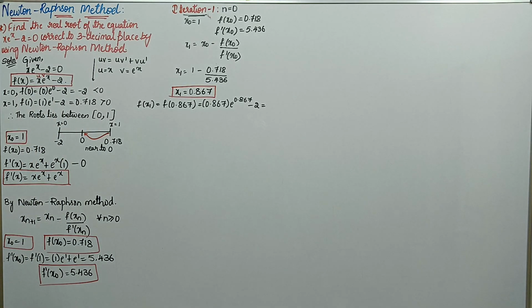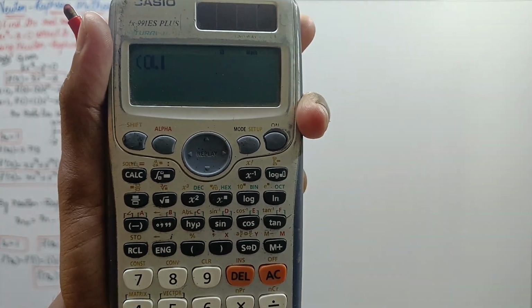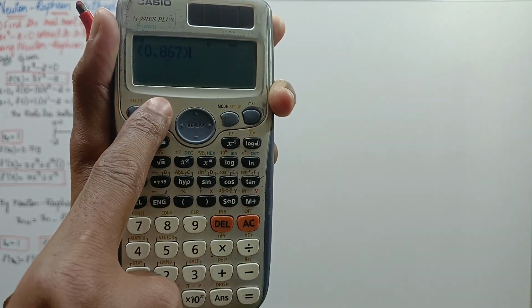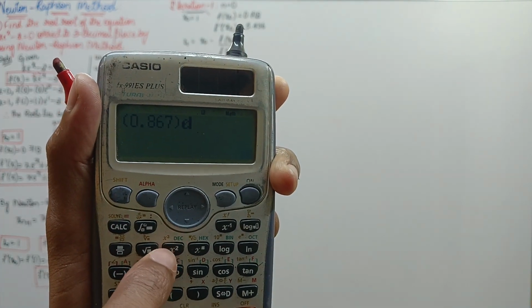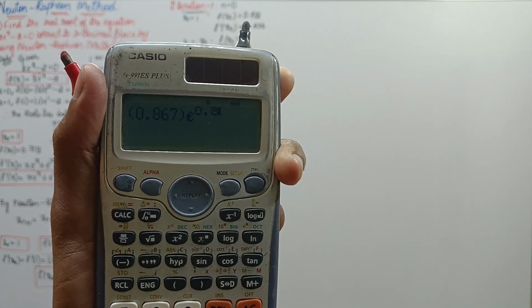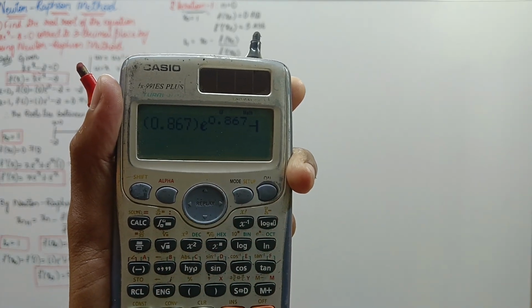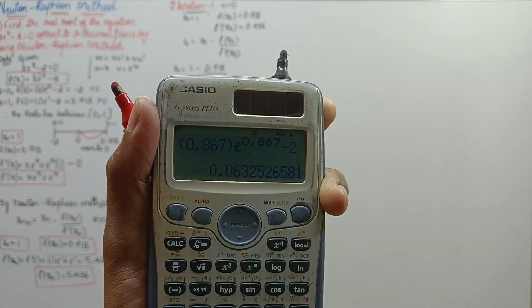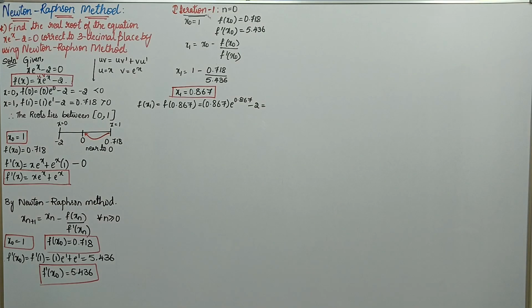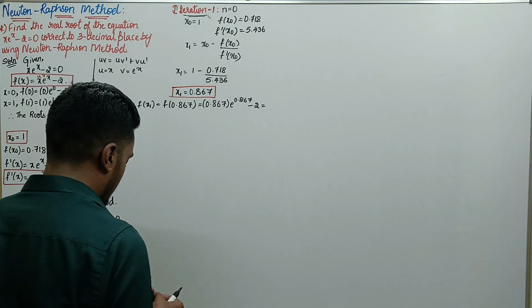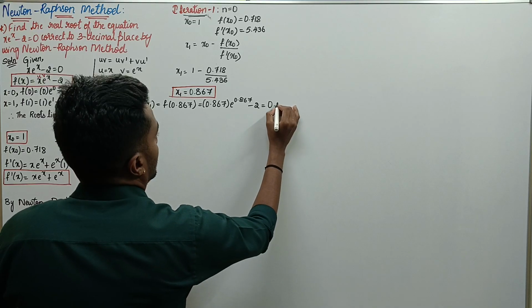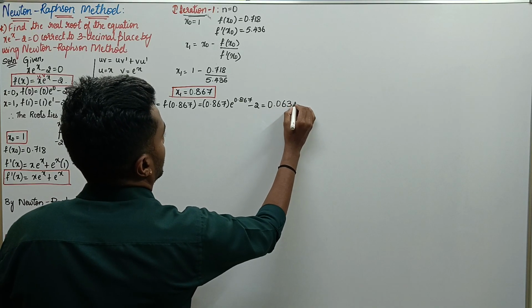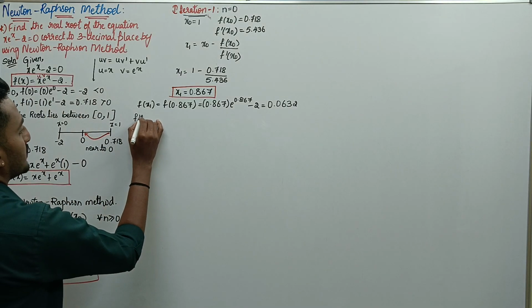I am going to show you now where you get the exponential function. See, open bracket, 0.867 into alpha 10 to the power of x. You get e to the power of, press power, you get the value 0.867. Next, minus 2, you get the function value, that is 0.0632. Got the point?